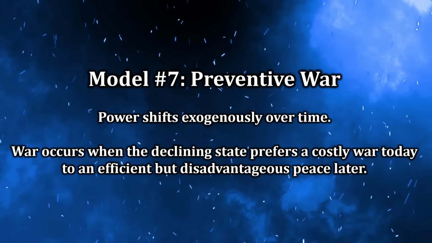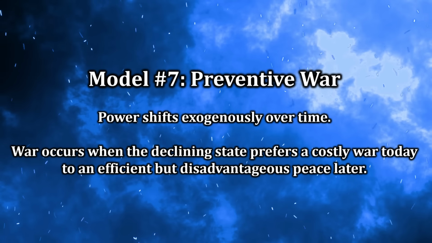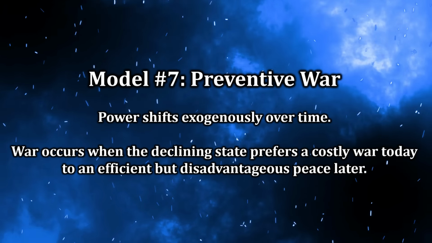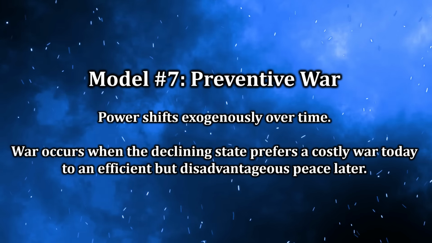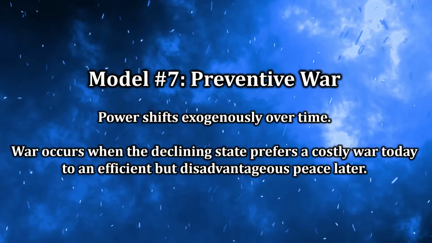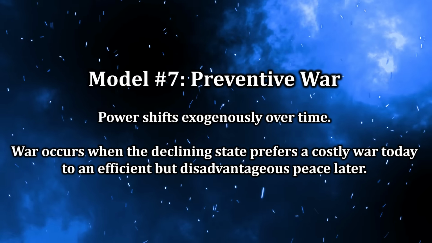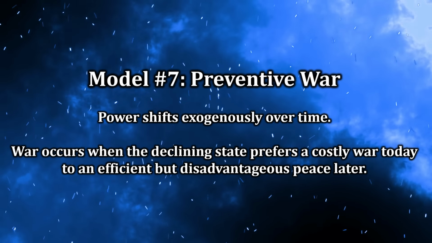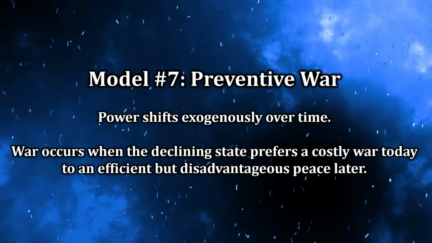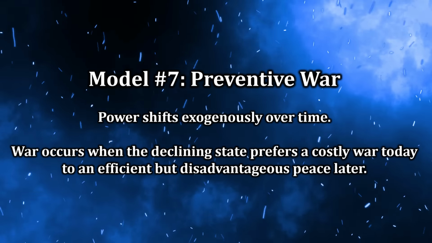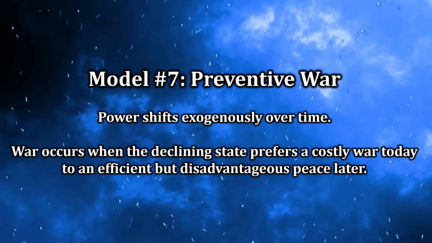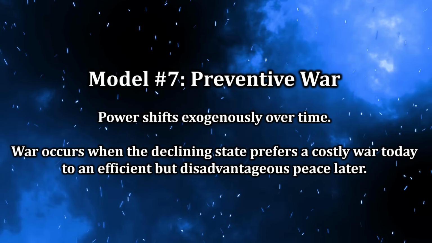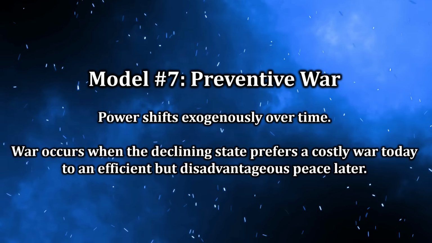Model number 7. Preventive War. What if power exogenously shifts over time, so that a declining state is more likely to win today than in the future? Note that exogenous means that the state does not have real control over its future power, perhaps because demographics are changing between them. Then it is possible that the declining state prefers a costly war today to an efficient but disadvantageous peace tomorrow. The rising state cannot credibly commit to uphold peaceful settlements in the long run. The declining state realizes this and fights while circumstances are more favorable.